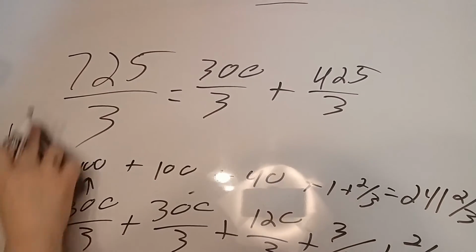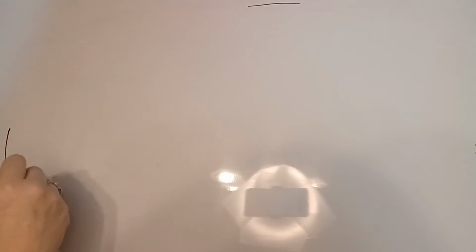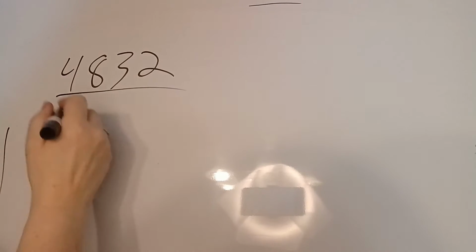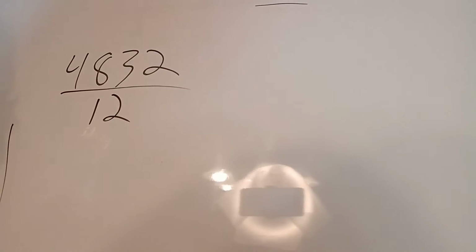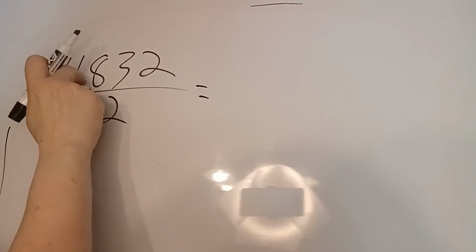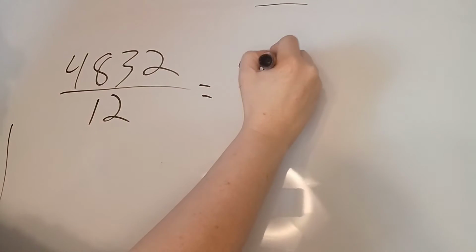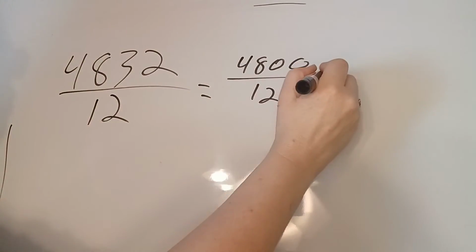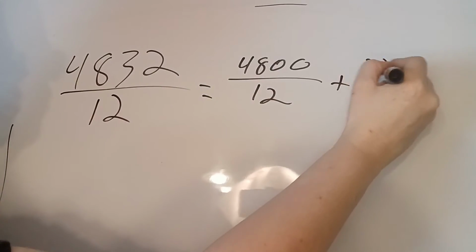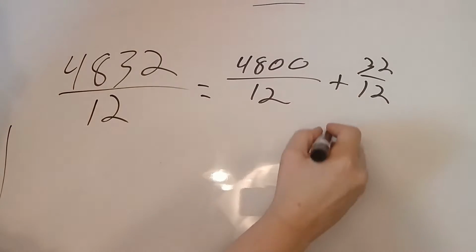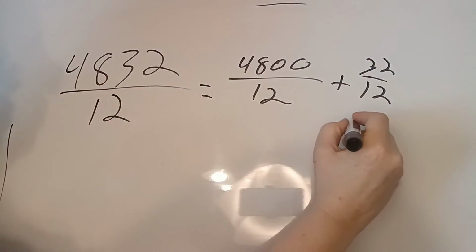All right, now that I've shown you how it works, let's try some other ones. Let's try 4832 divided by 12. Okay? I know 48 times 12 is something, so let's put 4800 over 12 here. That gives us 32 over 12. All right? 32 over 12 is 2, so that's 24.